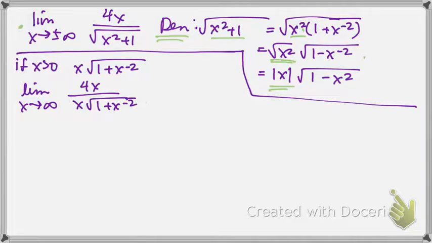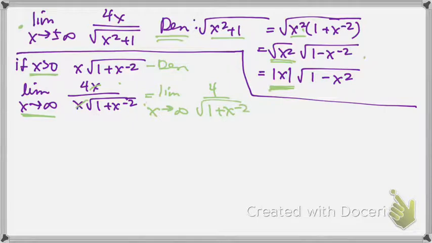So now let's consider the cases. We have to look at cases because we don't know whether this value is going to be positive or negative. So if we're looking at x greater than 0, those are going to be the values as I'm approaching infinity because those are the values that are greater than 0. So this is our denominator. If we want to find the limit and we have our numerator over, let's rewrite our denominator in this form. Of course, our x's will cancel, and I'm left with the limit as x approaches infinity of just 4 over the square root of 1 plus x to the negative 2.